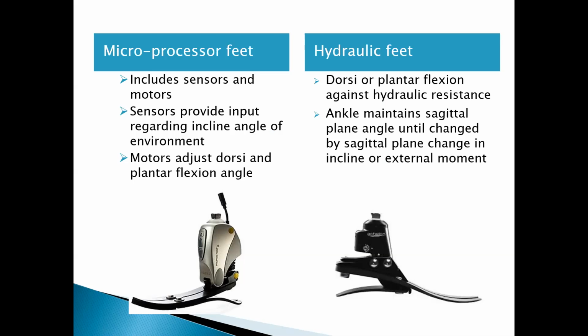So for instance, if you are walking up a ramp or an incline, the ankle will adjust so it's more dorsiflexed. If you're walking down an incline, the mechanical ankle will adjust so it is more plantar flexed.